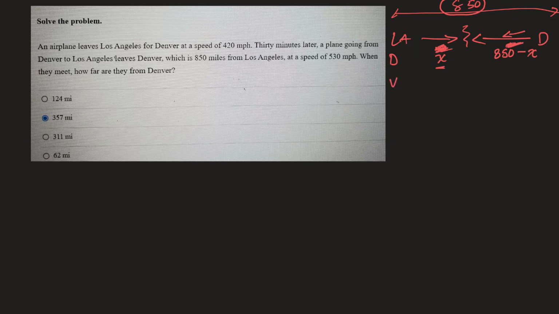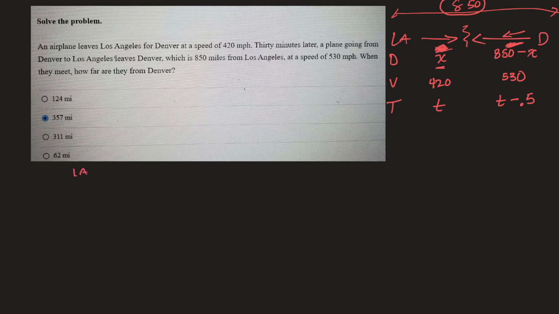For velocity, they say this one's going 420, whereas this one's going faster at 530. For time, we don't know how long this one's going to take to meet up, but we know that the other one is half an hour later. So its time that it's flying is actually going to be the time minus a half. So I basically have two sets of data for distance, velocity, and time. Let's set up each of those.